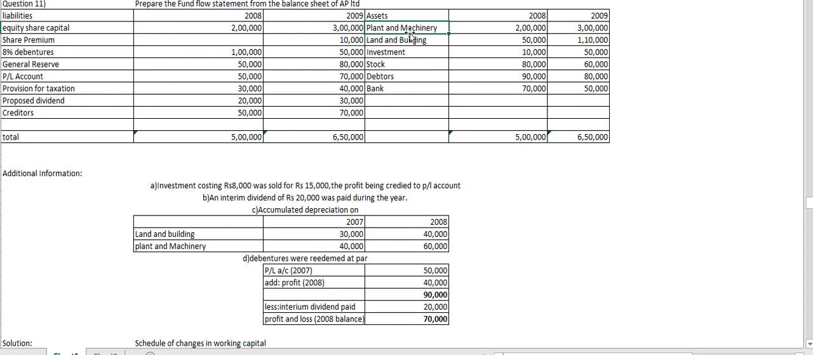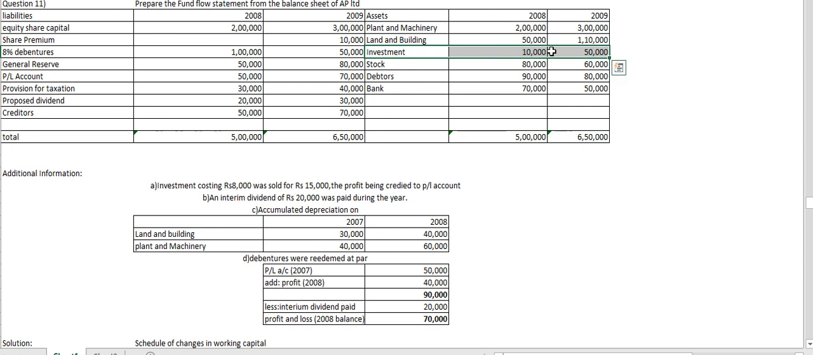Next we will move on to the asset side, which is plant and machinery. Plant and machinery, last year it is 2 lakhs, the current year it is 3 lakhs, so we assume the plant and machinery has increased, so there is a purchase which will be shown in your ledger accounts and in your fund flow statement respectively. Land and building, last year it is 50,000, the current year it is 1,10,000. Again it has increased, there is some purchase made by the company, hence it will be shown in your ledger accounts and in your fund flow statement respectively.